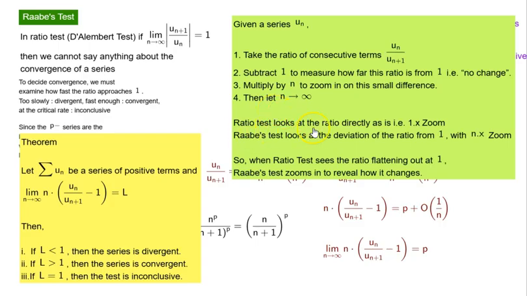The ratio test looks at the ratio directly as is. That is, you can say it is 1x zoom. Whereas Raabe's test looks at the deviation of the ratio from 1 with nx zoom. So when the ratio test sees the ratio flattening out at 1, Raabe's test zooms in to reveal how it changes. So Raabe's test is like a magnifying glass. Okay, so I think Raabe's test is clear.